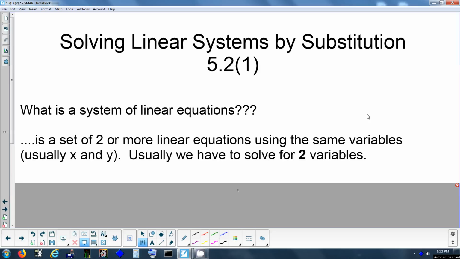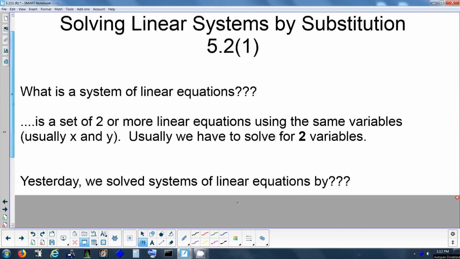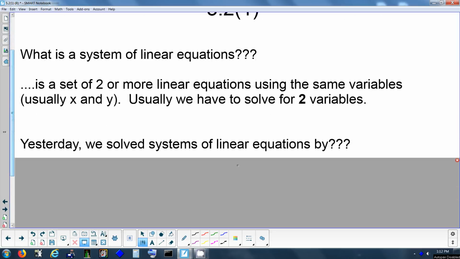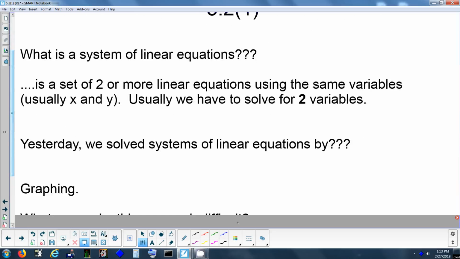And again, you guys don't have to write this down, that's taken directly from what we copied down yesterday. Just so you guys remember what a system is. How did we solve systems yesterday and in the warm-up? What method? We didn't do substitution. We're going to look at that today. What method did we use yesterday? We put them on the graph. We graphed them. Exactly. We did graphing.